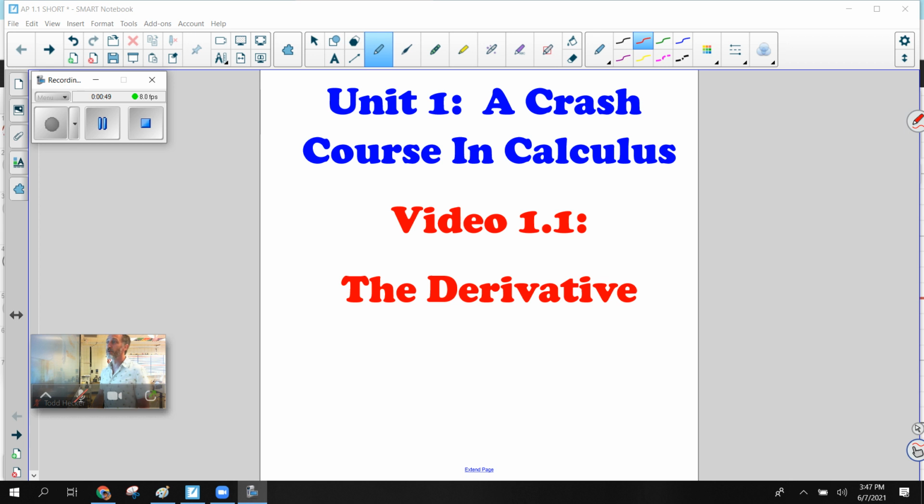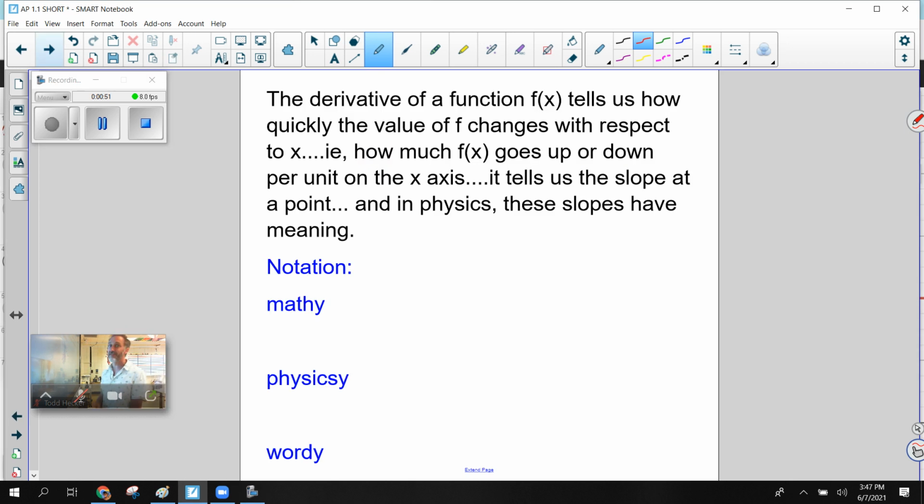Derivative. What's a derivative? The derivative is a thing you do to a function. So if you've got a function, f of x, the derivative of that function tells you how quickly the value of f of x goes up or down on your vertical axis per unit on your horizontal axis. It tells you how much f of x goes up or down per unit on the x-axis. Basically, it tells you the slope of the function at a point.